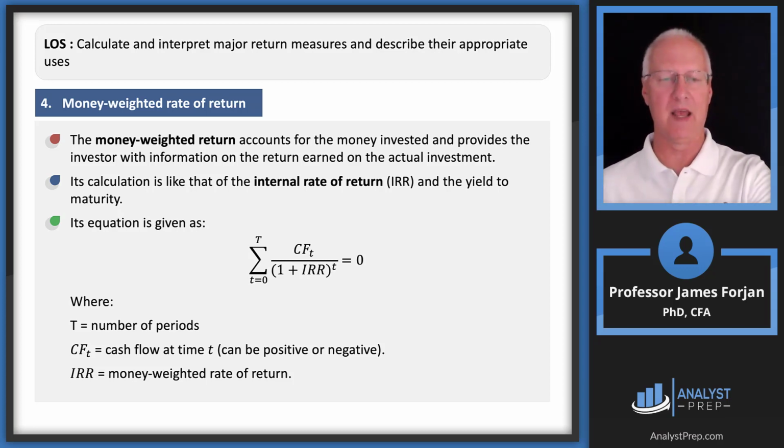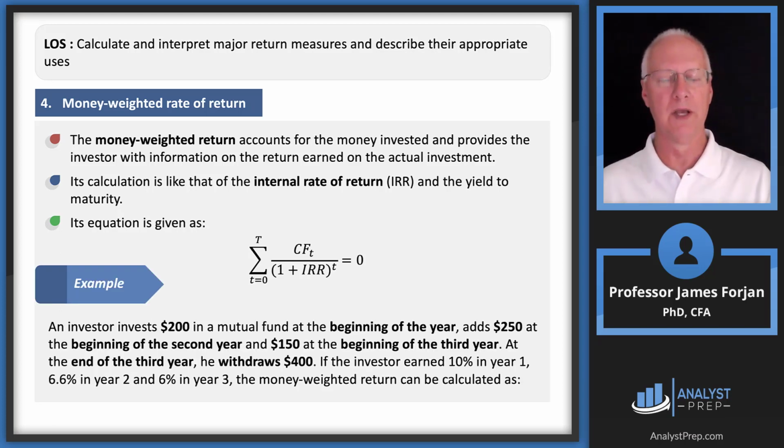And so that thing there looks like it might be a little bit daunting, but it's not. So let's go ahead and do a quick example. Now, the Institute does a good job in the reading of making sure that you're aware of these cash inflows and outflows, and so this example illustrates that complexity. So let's suppose we start with 200 at the beginning of the year, and we add 250, and then we add 150. So what is that? That's a total of 600, right? But then at the end of the third year, we withdraw 400. And then we still have some left over, all right?